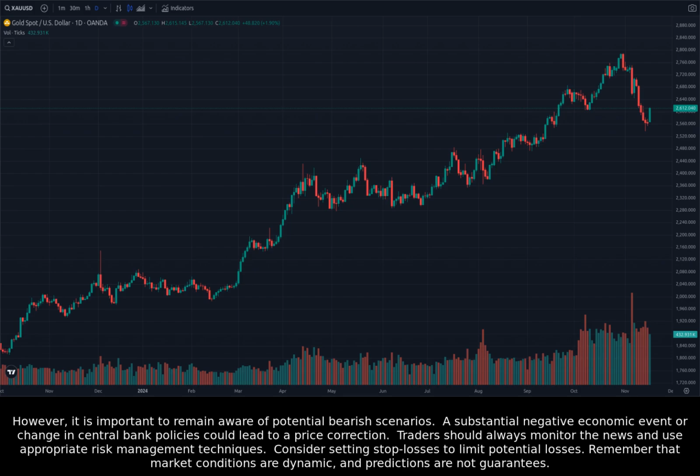However, it is important to remain aware of potential bearish scenarios. A substantial negative economic event or change in central bank policies could lead to a price correction. Traders should always monitor the news and use appropriate risk management techniques. Consider setting stop losses to limit potential losses. Remember that market conditions are dynamic and predictions are not guarantees.